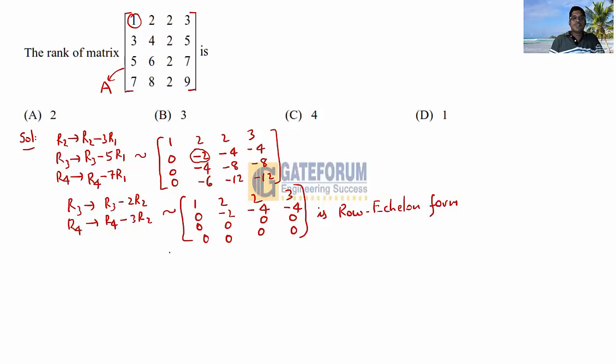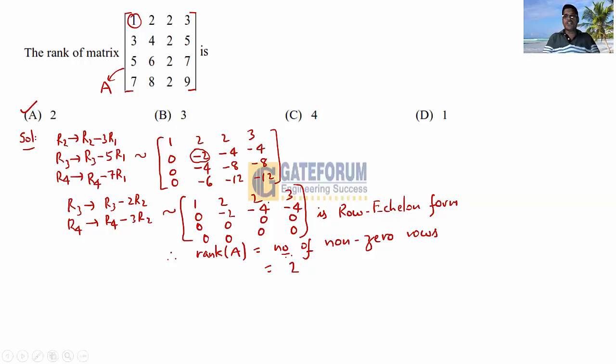Therefore, the rank of matrix A is equal to the number of non-zero rows. Non-zero row means a row with at least one element not equal to 0. Such a row is called a non-zero row. So the rank of the matrix is 2. The answer is 2 accordingly, Option A. This is the end of the question.